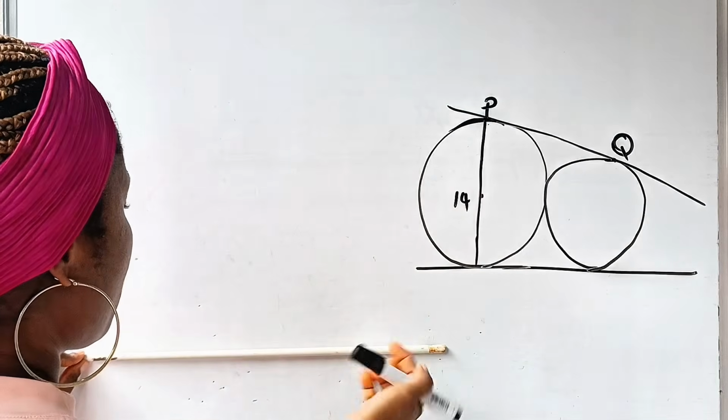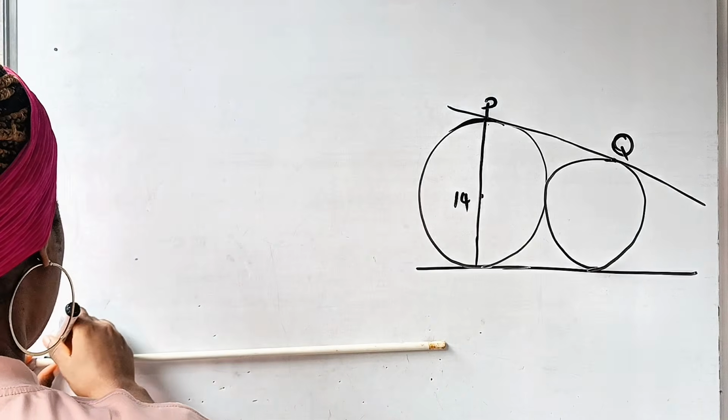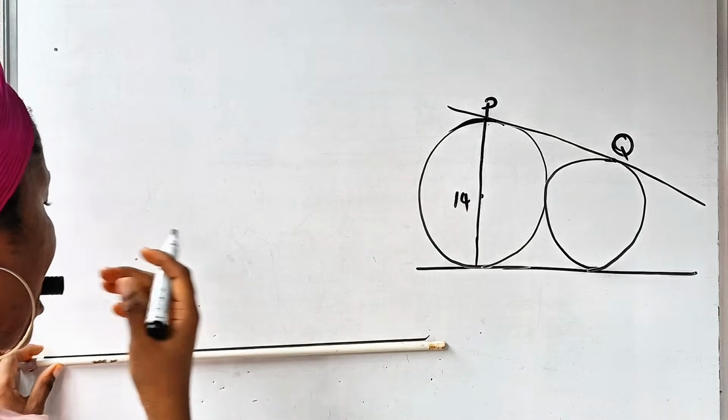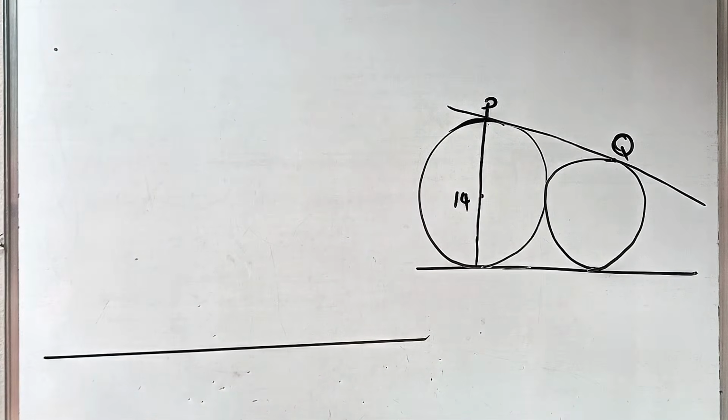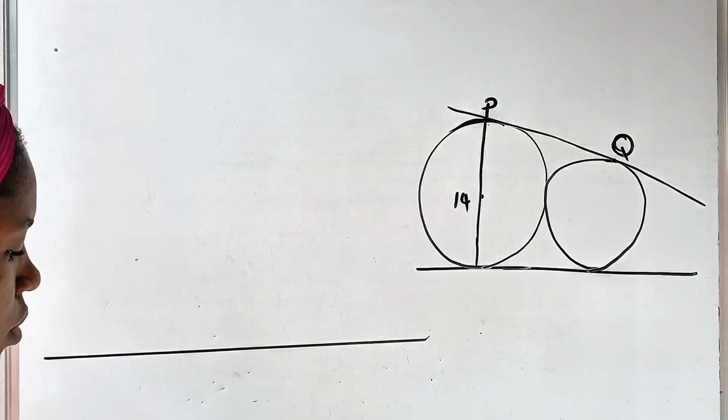So let's draw this. So I try to draw my straight line, the base. For the bigger one, I'll be using the lid of my pot to draw it.